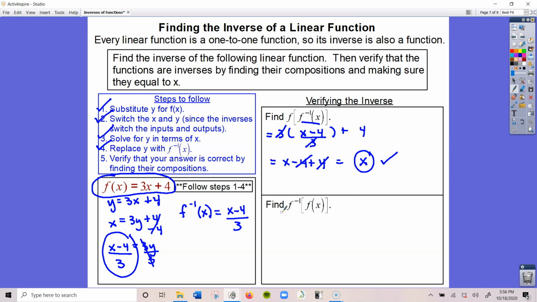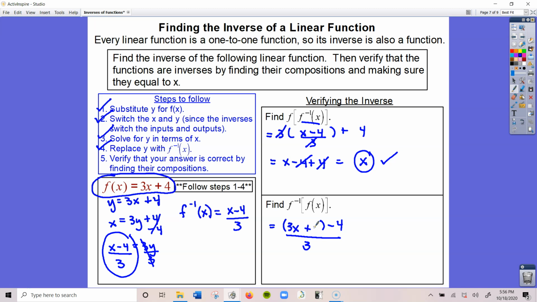Now we've got to do it the other way around. See, on the outside is f inverse. So I'm going to copy down my inverse equation as I see it, except where I have the x, I put parentheses. So x minus 4 all over 3. And on the inside of the bracket is my f of x. So I'm going to copy down f of x in there.